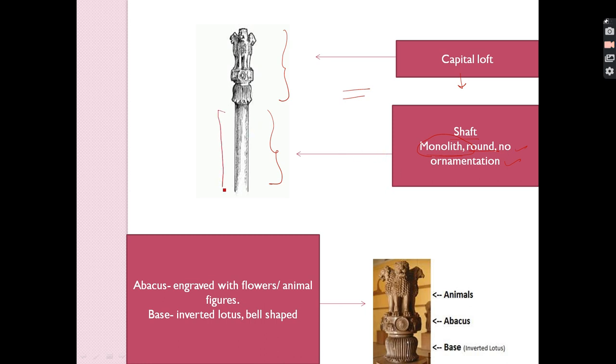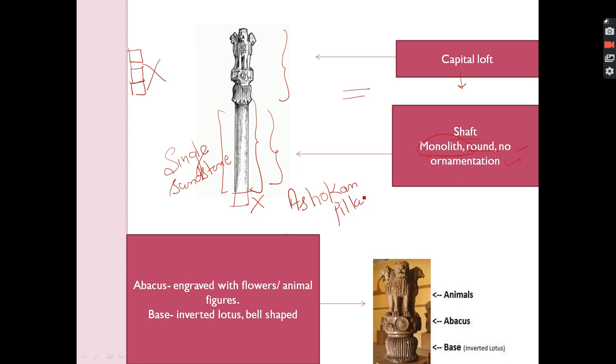Monolith means this whole part was made of a single sandstone, not like you made pieces and placed them on top of each other. No, these were like single pieces. And one thing to remember is that there was no base in Ashokan pillars, right? That I will tell you later also. So now comes this part.